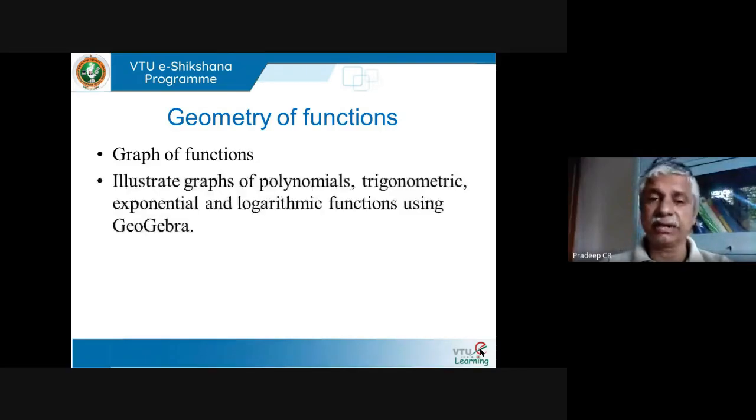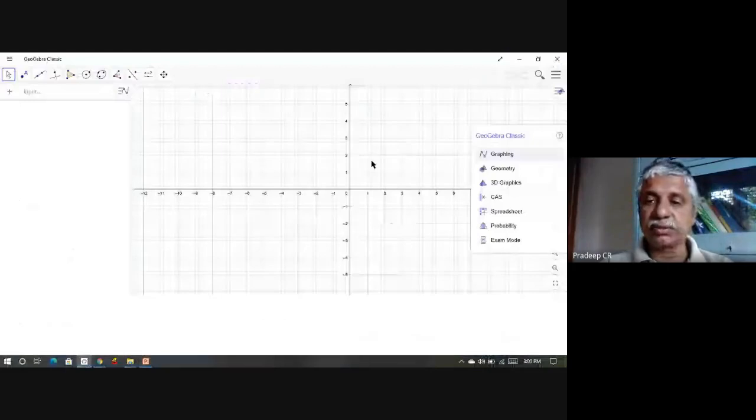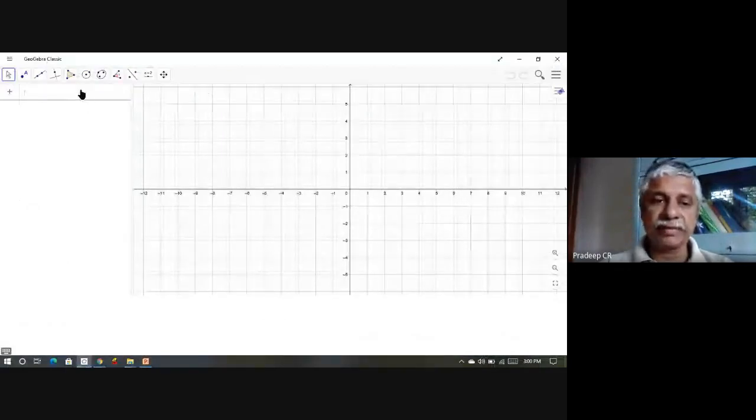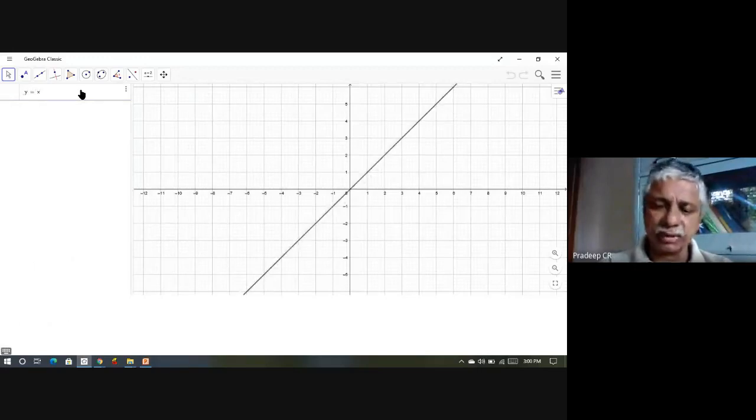So let me illustrate these graphs using my favorite tool, which is GeoGebra. Let me first take the easiest function. Recall, a function is a relation between variables. There are two things, one is x and one is y, and how are they related? We have seen many examples, but I'll be specific now. Say, for example, y equal to x. Whatever is the value of x is the value of y also. So this is clearly a straight line. You must have seen this several times. y equals mx plus c, where m is the slope and c is the y-intercept, which is 0. So I get a straight line passing through the origin with slope 45 degrees.